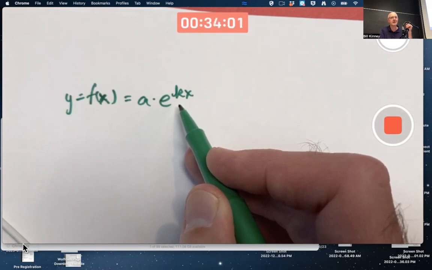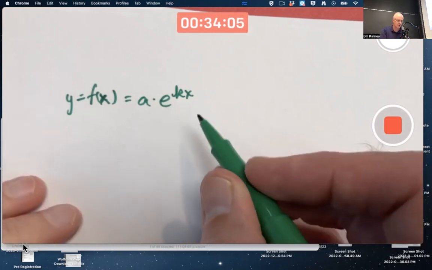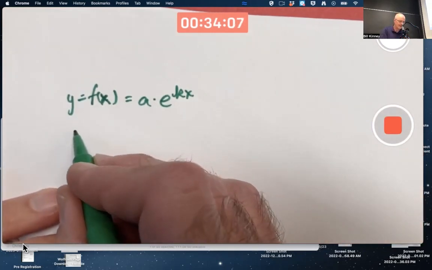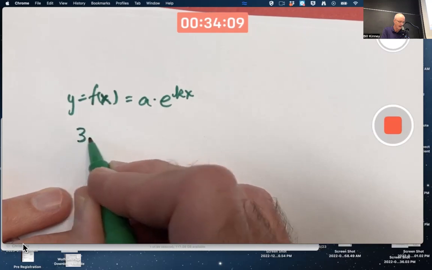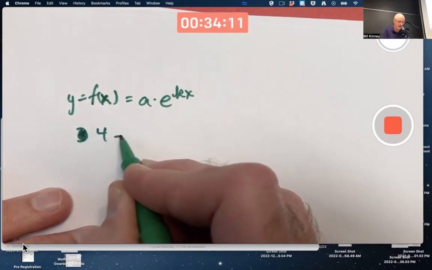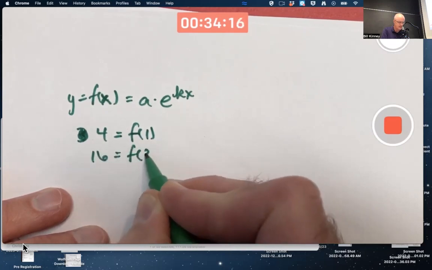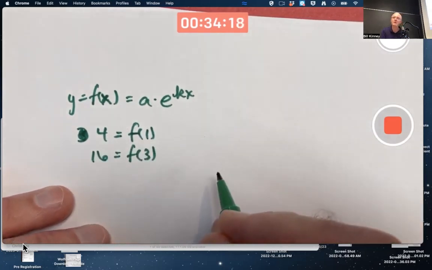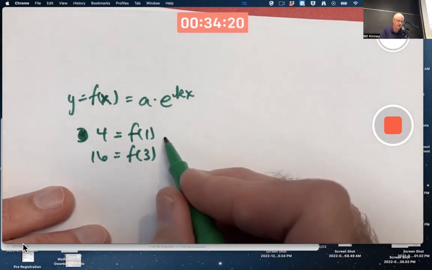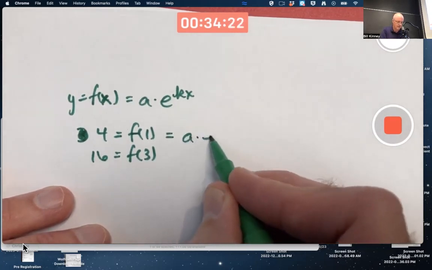This is going to give us the necessary flexibility to go through the points in question. We once again have the facts that 4 equals f of 1 and 16 equals f of 3. That's still the same information as before. Plug in the numbers.